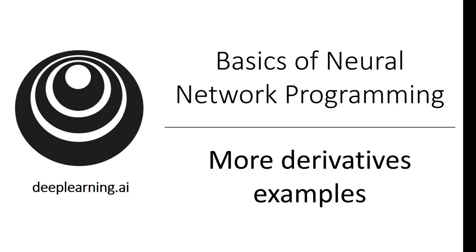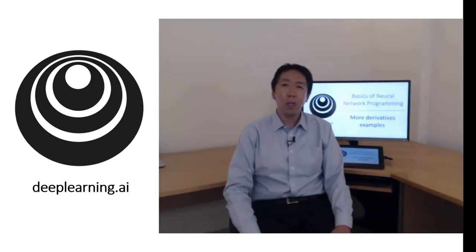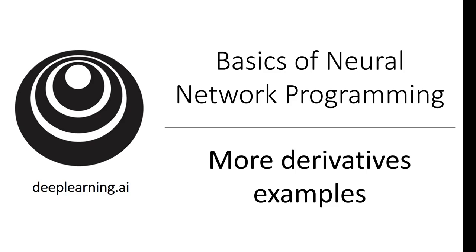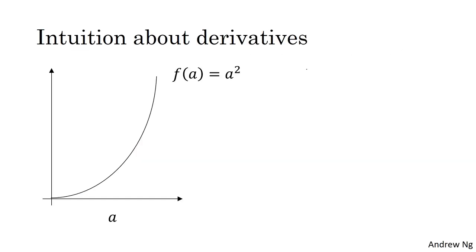In this video, I want to show you a slightly more complex example where the slope of the function can be different at different points in the function. Let's start with an example. Here I plotted the function f of a equals a squared. Let's again look at the point a equals 2. So a squared, or f of a, is equal to 4.